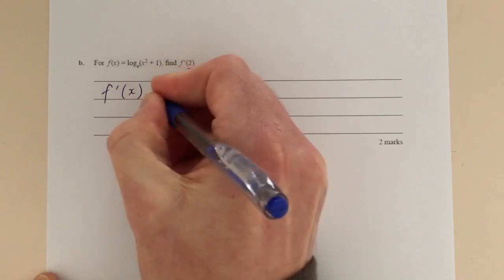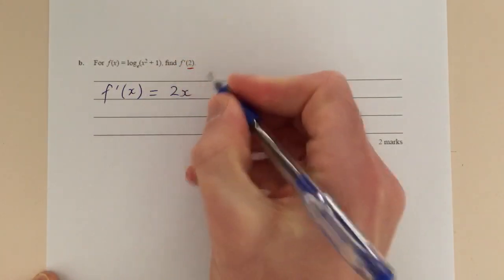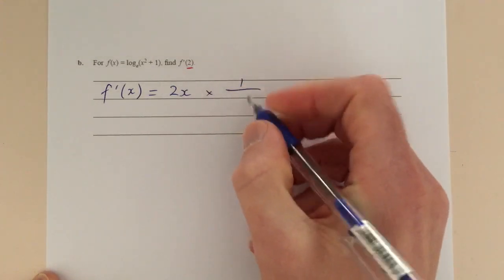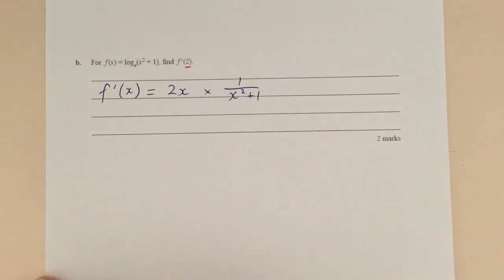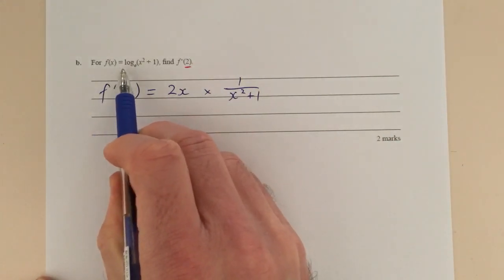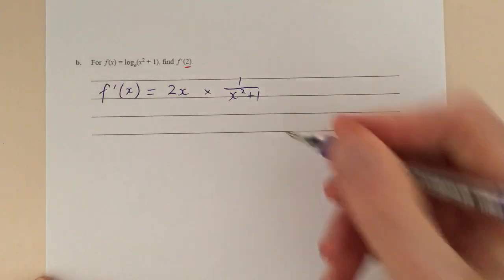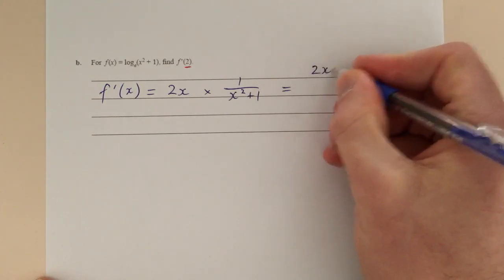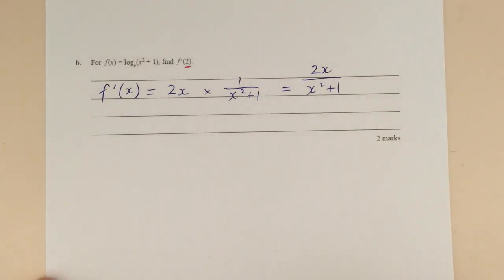F dash of x equals, so derivative of the bracket, which is 2x times 1 over what was in the bracket first, so x squared plus 1. Okay, we've got a constant here, but it's just 1, so we haven't had to worry about that. If it had like a 5 in front of it, we'd need to keep that in the expression, but not to worry about that here. So that gives us 2x over x squared plus 1 as f dash of x.